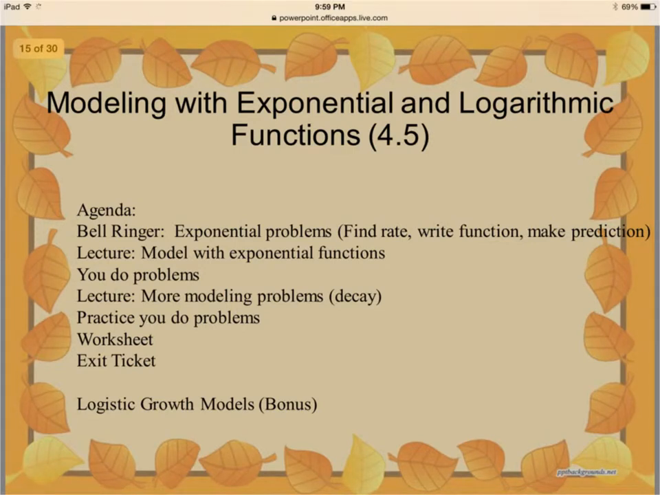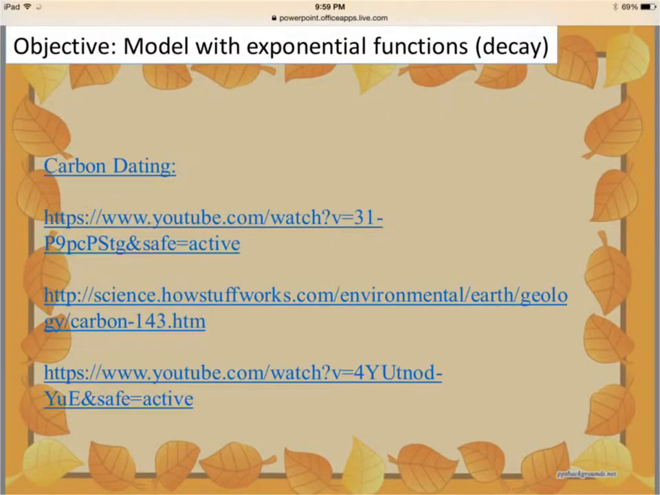So now we're going to look at some decay problems. We've done this first at the bell ringer. You should have done some "you do" problems and tried a couple of the problems on the first side of that worksheet to get warmed up. The next few things are some examples with decay, but basically the same thing.